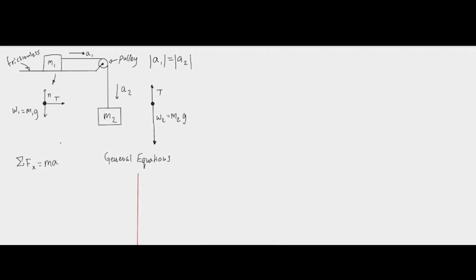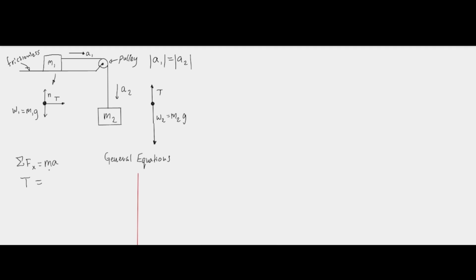Okay, so now I'm looking at the horizontal forces, and we see it is only the tension force. So only the tension force is working in the horizontal direction. And of course, we're treating standard directions with x being horizontal and y being vertical. So what are my forces in the x direction? Well, there's only one, and that is tension. So tension is the sum of the forces.